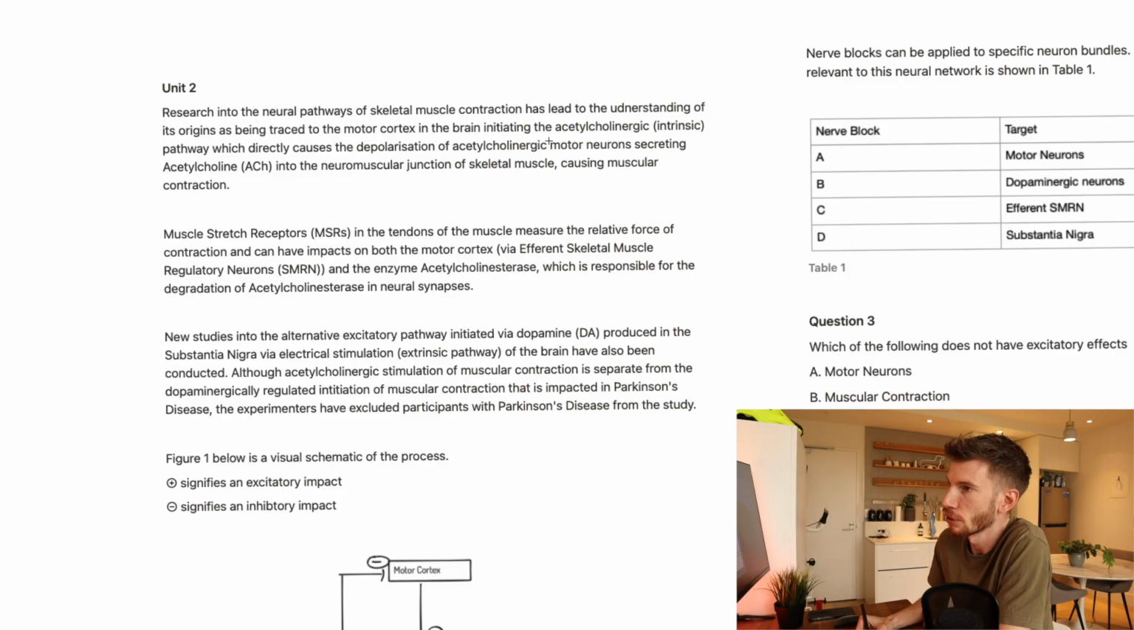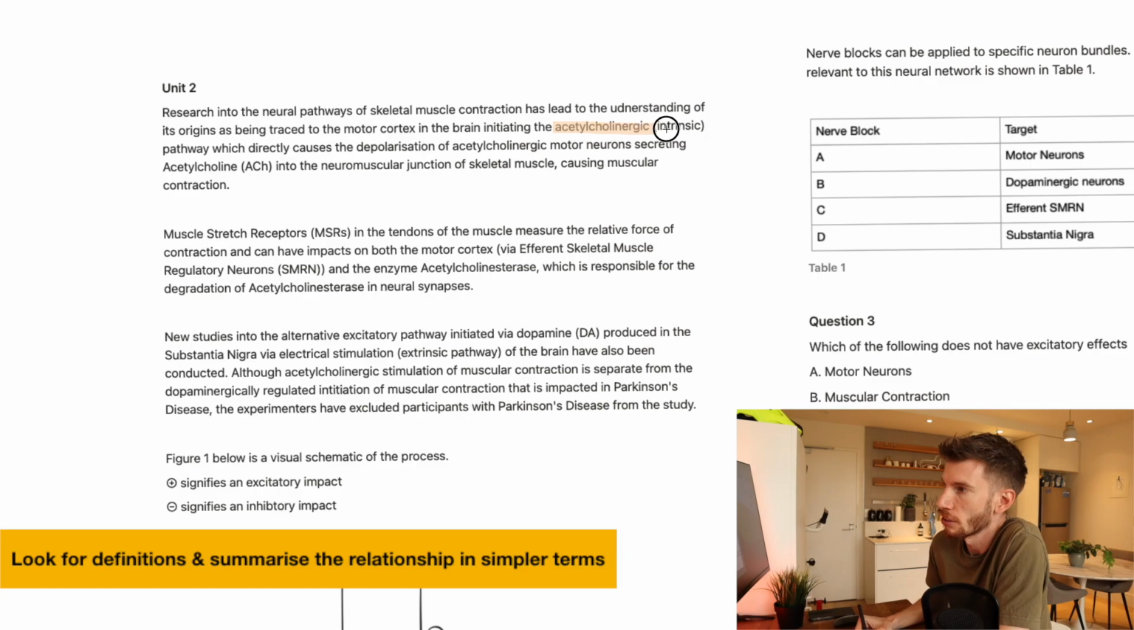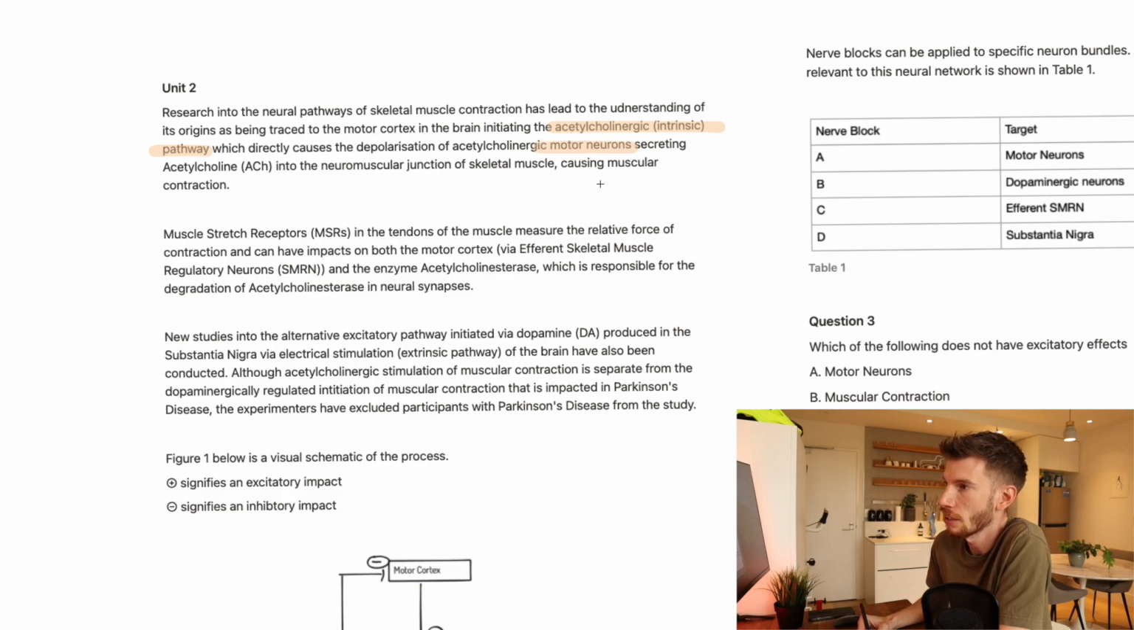Here I'd be looking for any definitions like I talked about in the previous video. Here it's talking about acetylcholinergic, also connecting the word intrinsic pathway, and this uses the depolarization of acetylcholinergic motor neurons. That's all I really care about, because it's already said acetylcholinergic before, secreting acetylcholine, that makes sense, into the neuromuscular junction of skeletal muscle. There's our connection, causing muscular contraction, done.